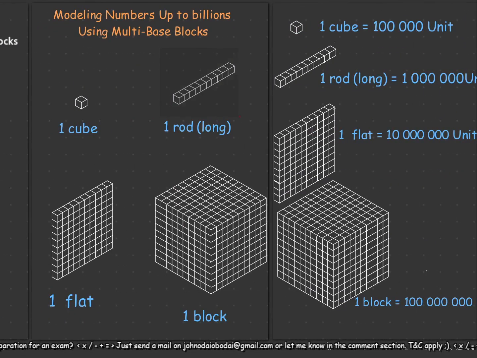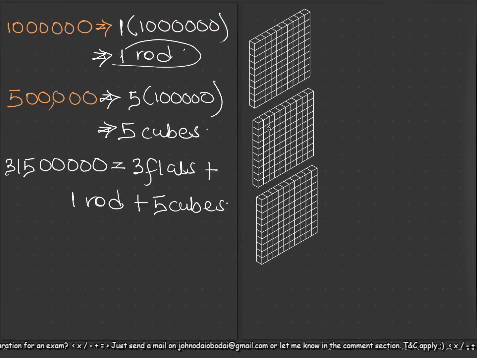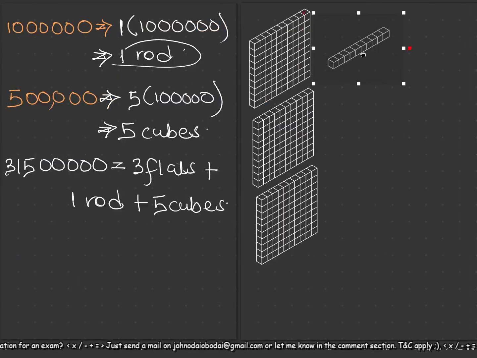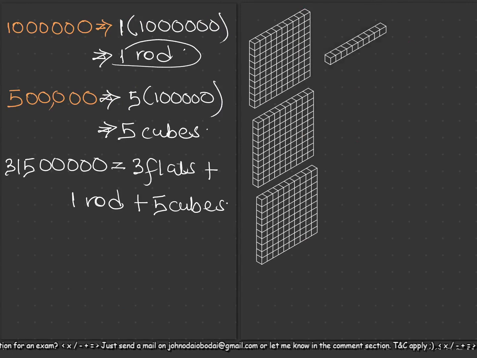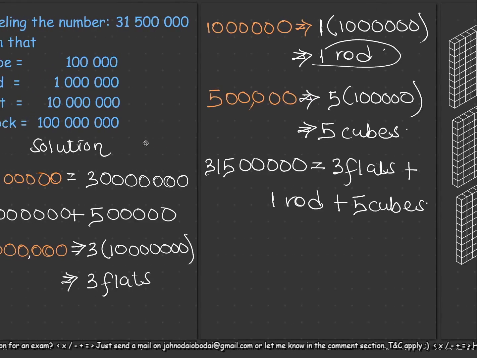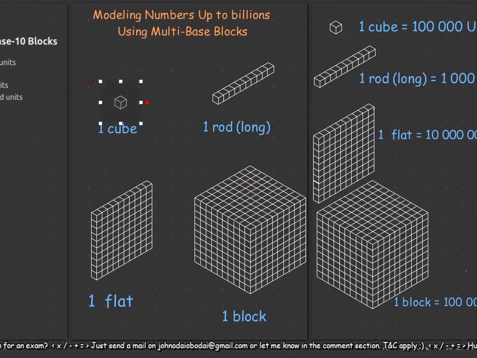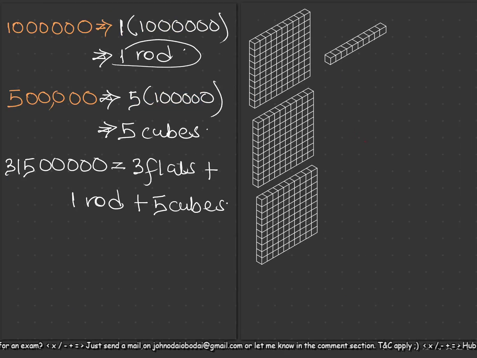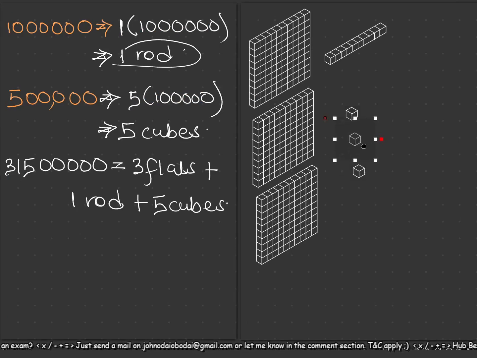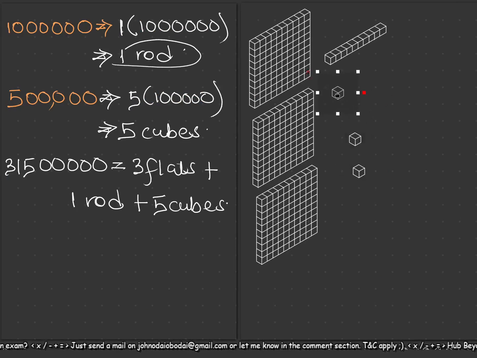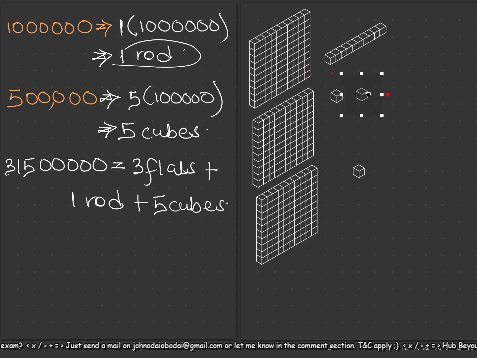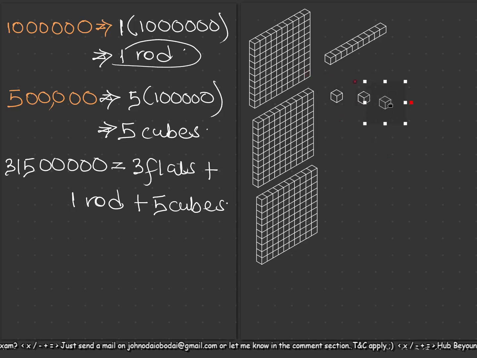Then it says I need 1 rod. So I'll come here and then pick my rod. So just 1 rod. And then how many cubes? 5 of them. So we come here and then pick our cube as well. So 1, then 2, and then 3. Let me just position them nicely. You see? So this here becomes our visual representation of the number in question.